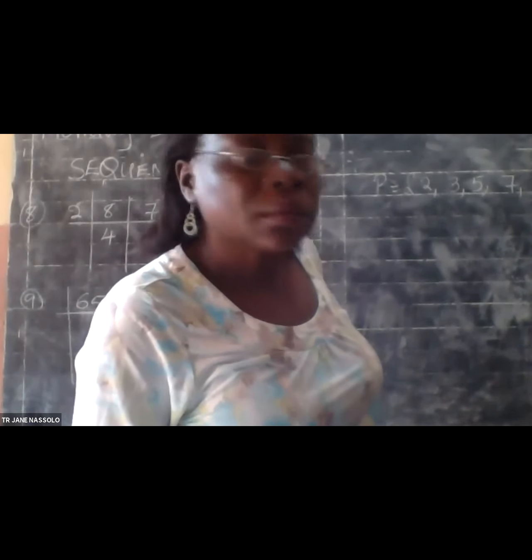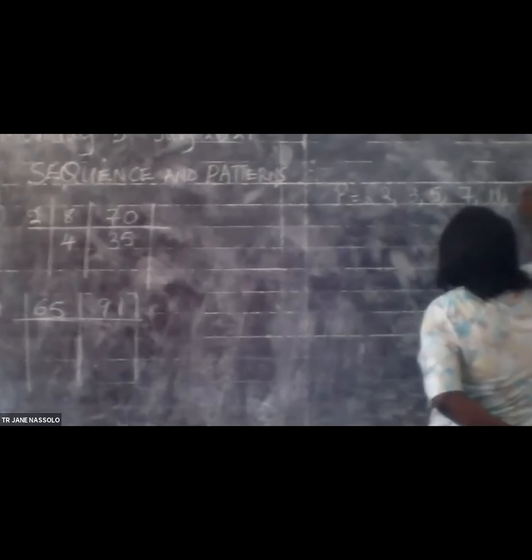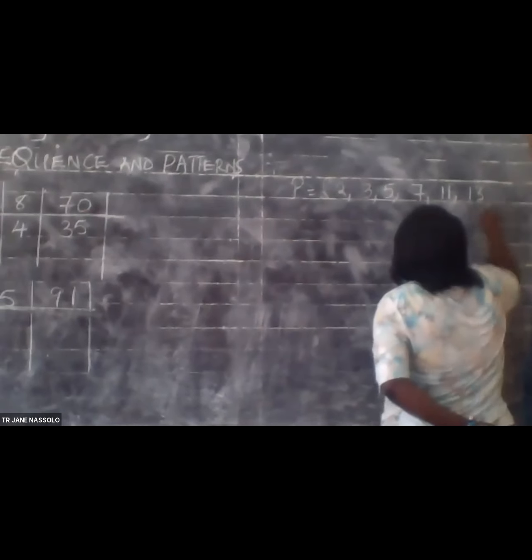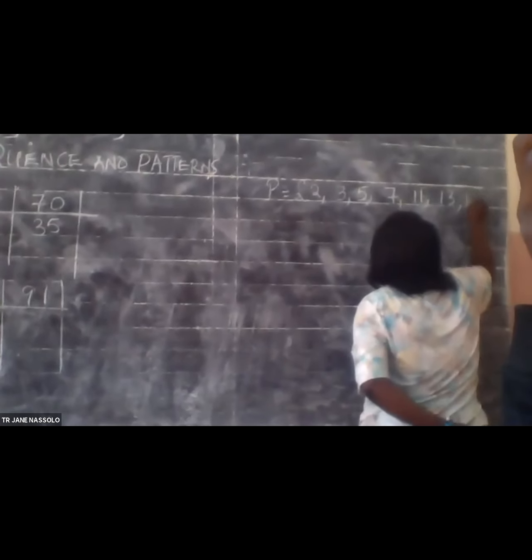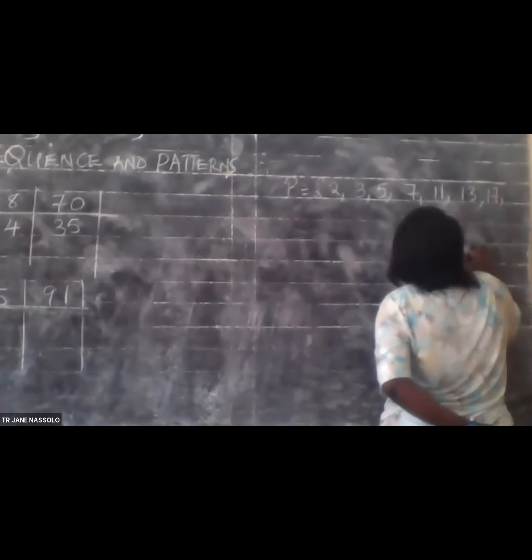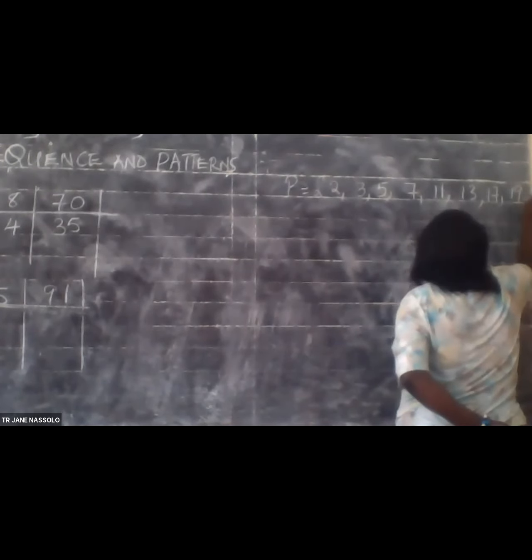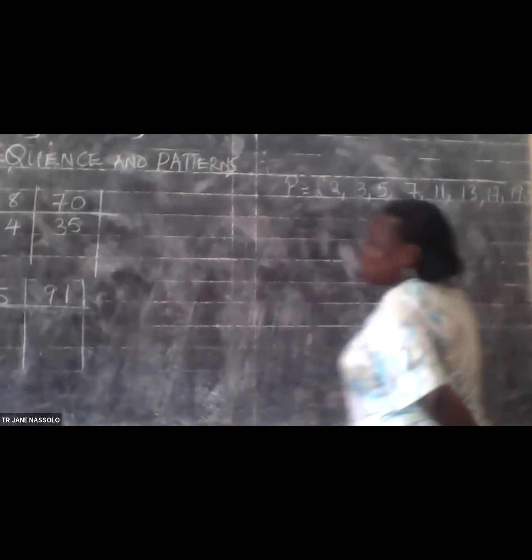11. 13. 17. 19, and so on. There are more prime numbers. Let's first check and see if this one can help us.